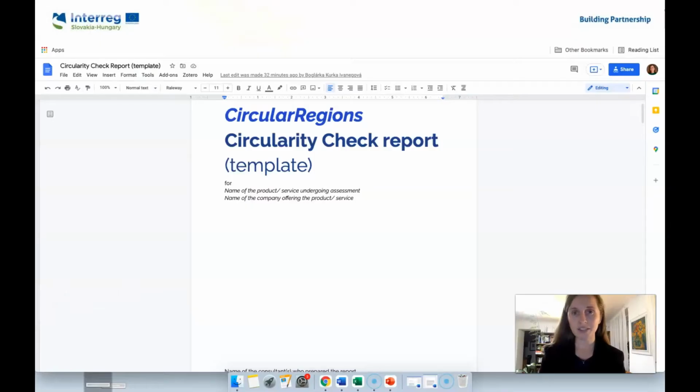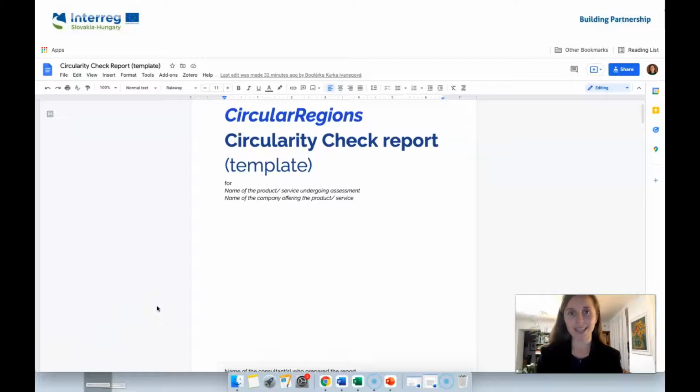You will receive a circularity check report template that you will be free to edit and contextualize based on the kind of assessment that you will be doing. Please note that the template will also contain all the necessary visual elements and logos of the project.